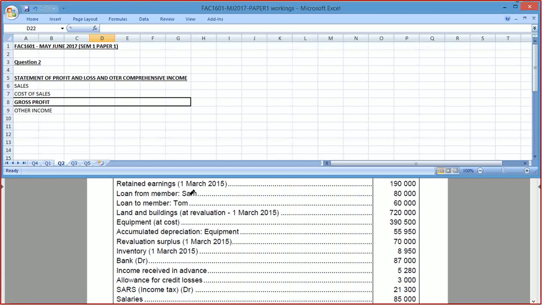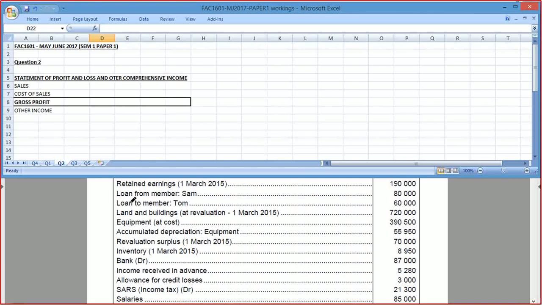Okay, loan from member. Is it an asset? No, if you take a loan from a member, it's a liability because you owe them back. Remember, the business is separate from the members. If the CC takes out the loan, it's a liability, right? Good. So loan to member, Tom, what is it? It's an asset.